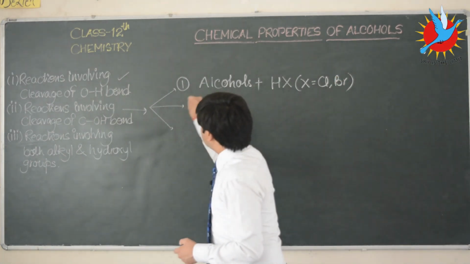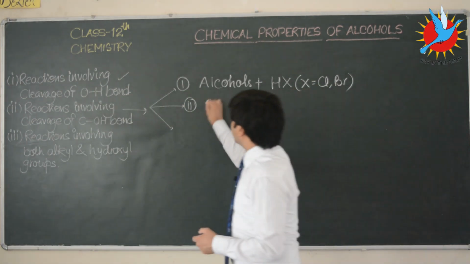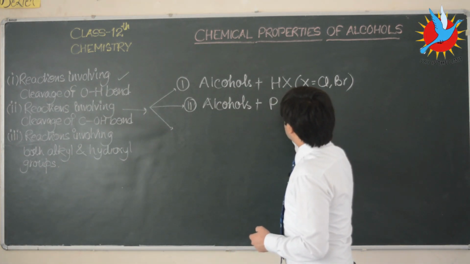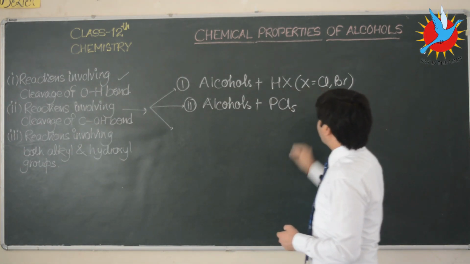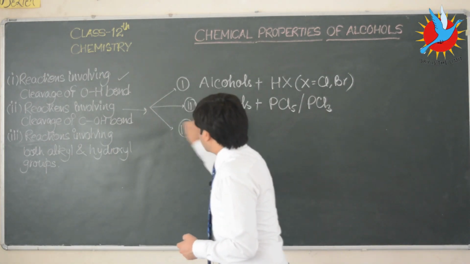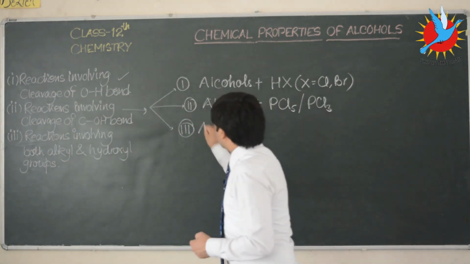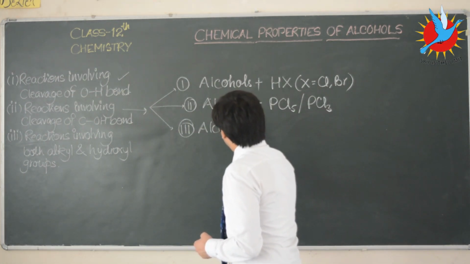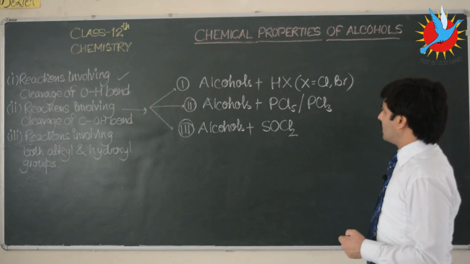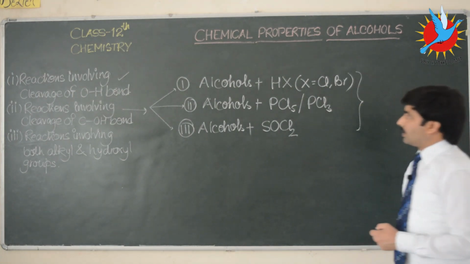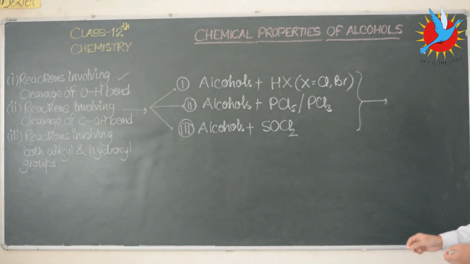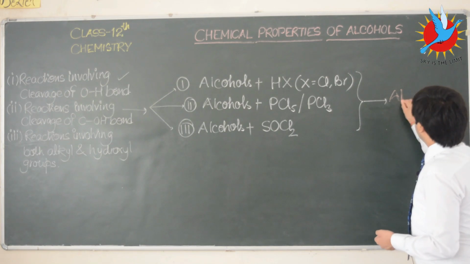The second reactions are those reactions in which alcohols react with phosphorus halides, either PCl5 or PCl3. And third type of reactions are those reactions in which alcohols react with thionyl chloride. And in all these reactions the product will be alkyl halides.